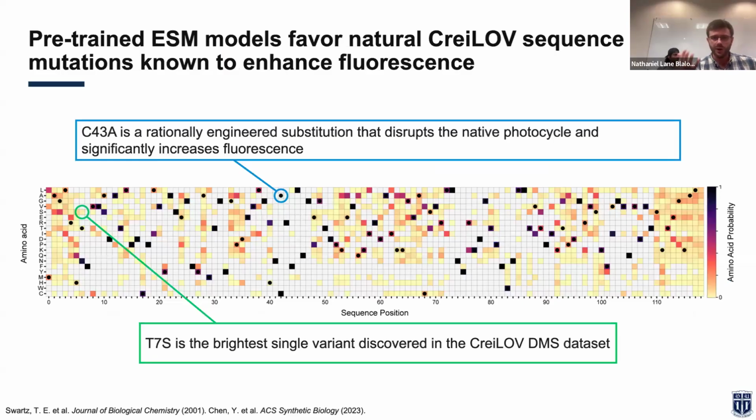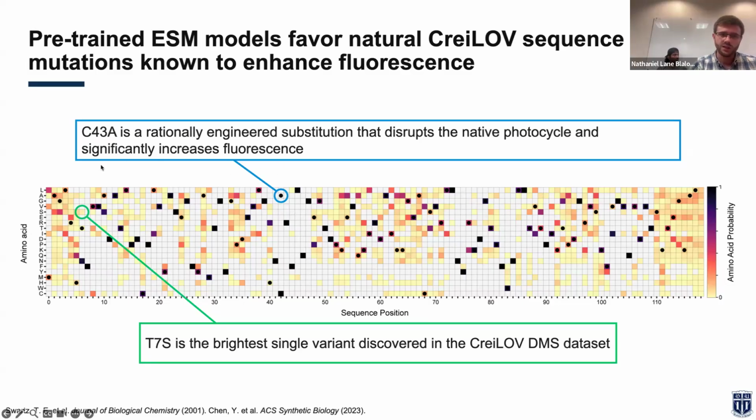So we actually went through the literature, went through the DMS data, and we pulled out key mutations that are known to enhance fluorescence. And so this heat map, on the y-axis, you have amino acid identity, and on the x-axis, you have sequence position of CreiLOV. What we did is we masked each position of CreiLOV to get logits and then did softmax to get probabilities. And those are colored using this color map.